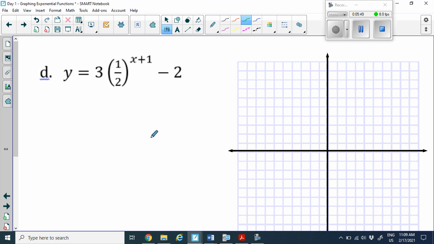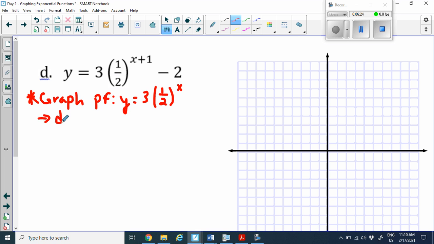Now, what I would like you to do is go ahead and pause the video and try this one on your own. So notice here that we have our 1/2. So the first thing we need to do is graph our parent function, as always. So that's going to be y equals 3 times 1/2 to the x. Notice that our b value is between 0 and 1. That means this is going to be a decay function.